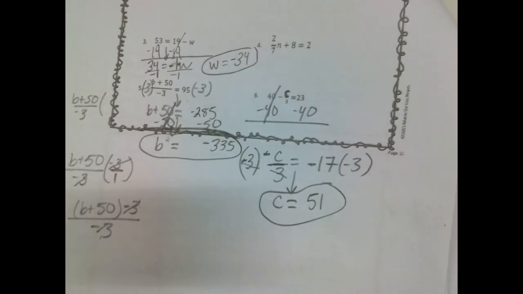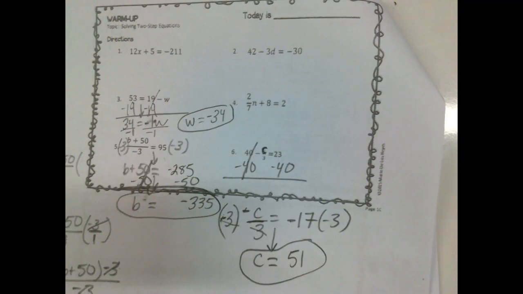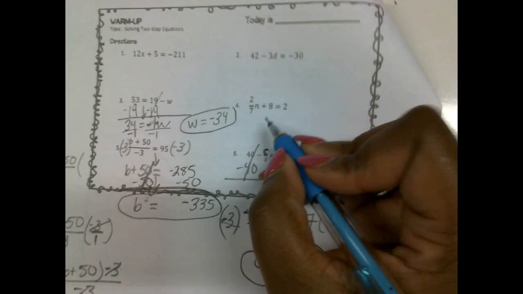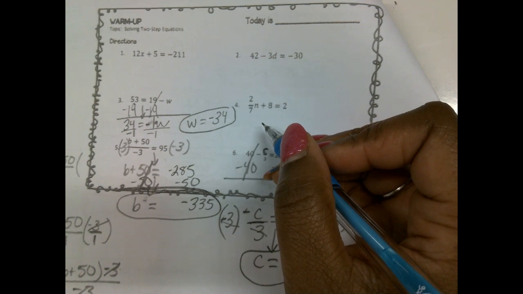Okay, Michaela, we good? Okay. Any other questions? Yes? Number 4. All right. Now we need to get N by itself. Okay. So what are we going to do first to get N by itself? Nicholas, what do we do first to get N by itself?